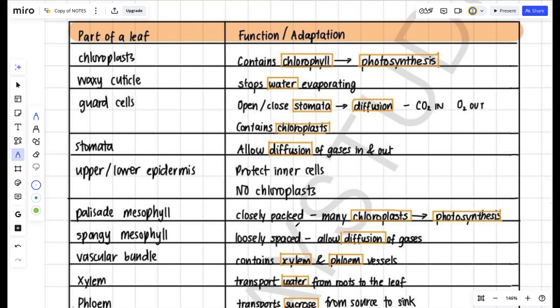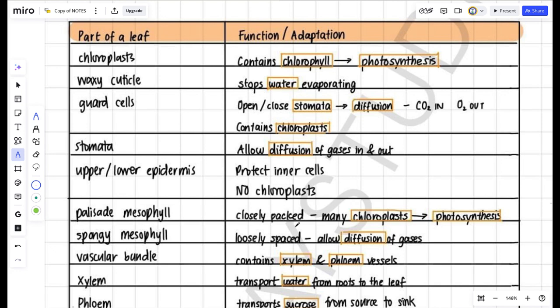Now let's go to the stomata itself. What the stomata does is to allow diffusion of gases in and out of the leaf. That is its role and the adaptation it has. What are the gases? Oxygen and carbon dioxide. Oxygen goes out of the plant and carbon dioxide goes in. So the stomata is the one that enables the diffusion process to take place.